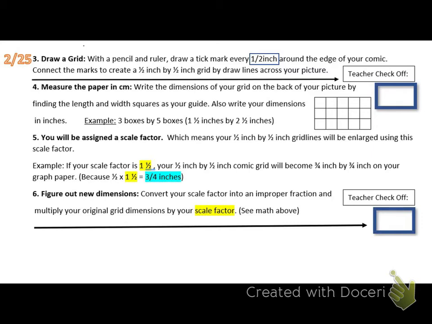So everyone can see there's a size difference, correct? But all of them are perfect 1/2 inch squares. Okay? So from here, I've cut it out. I've got my grid. Okay? What I'm going to do is step 4.